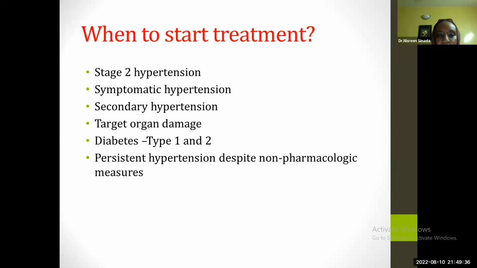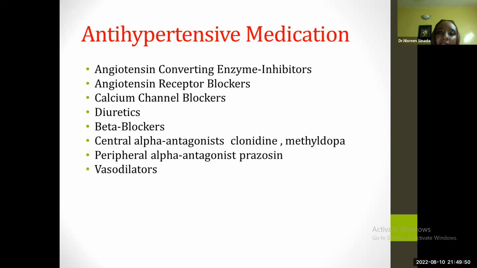If these measures do not drop the blood pressure, especially in stage 1 hypertension, then you can start treatment. But in stage 2 hypertension, you directly start treatment. Antihypertensive medications: angiotensin converting enzyme inhibitor, angiotensin receptor blocker, calcium channel blocker, diuretics, loop diuretics, thiazide diuretics, and potassium sparing diuretics, beta blocker, central alpha antagonist, clonidine and methyldopa, and peripheral alpha antagonist, prazosin, and vasodilators.